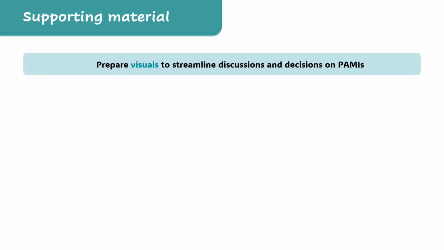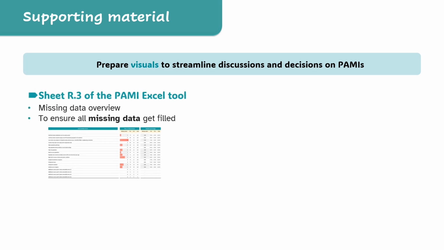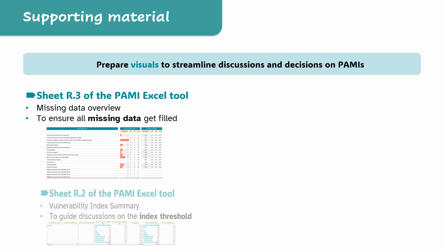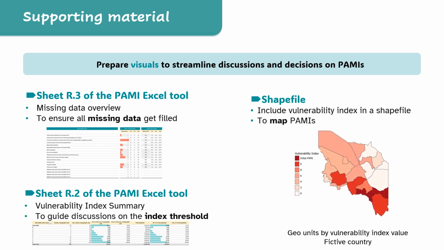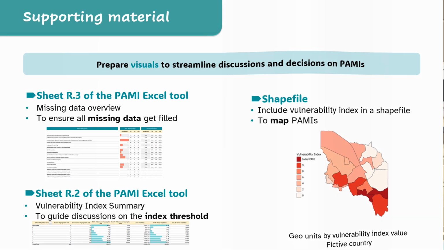As part of the preparation of the workshop, visuals and supporting material that will be displayed at the workshop should be prepared in advance. At a minimum, this should include supporting material to discuss missing values, for example, Sheet R3 of the PAMI Excel tool, as well as figures for setting the vulnerability index threshold, for example, similar to Sheet R2 of the PAMI Excel tool. In addition, shapefiles should also be prepared in order to map PAMI.